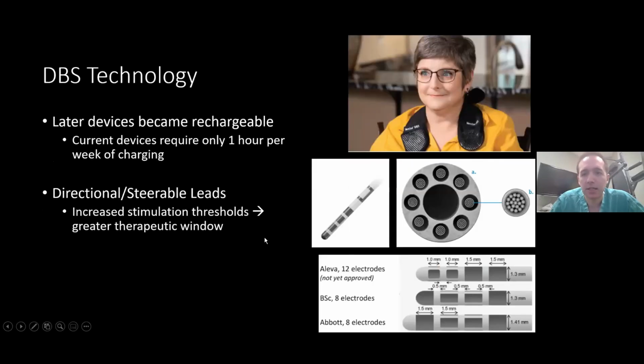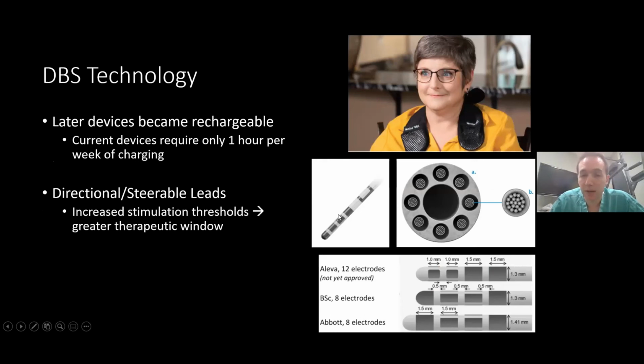Nothing fancy. Now we're moving on to more advanced devices. We have rechargeable generators. You see this lady here. This is from the Boston Scientific website. She wears this little shawl. You wear it for 1 hour per week. The devices last 5 to 10 years instead of 3 to 5. And you have basically the same results.